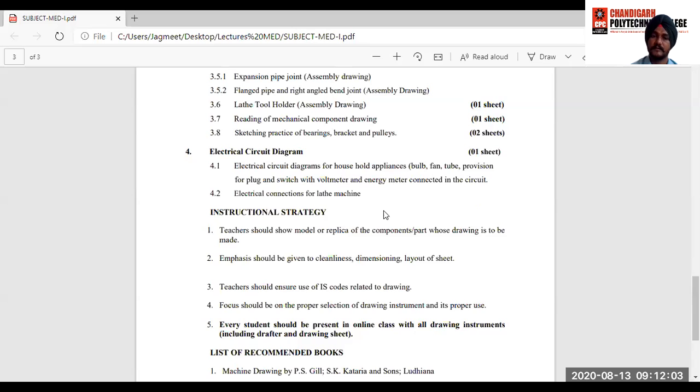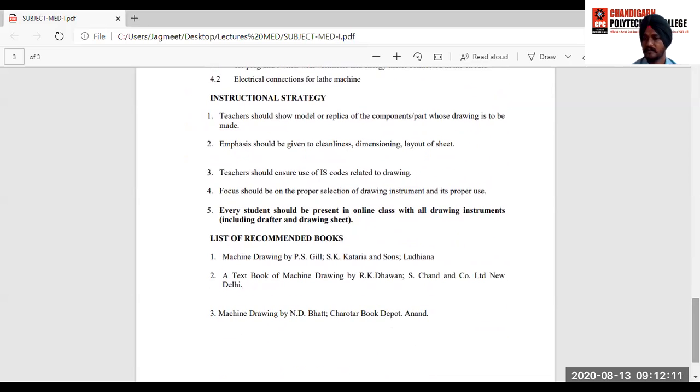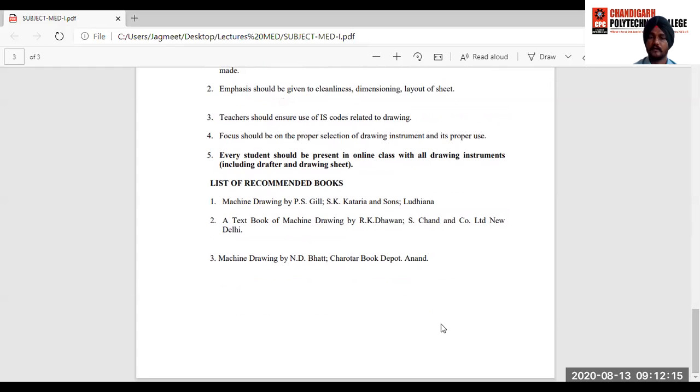So this is the syllabus for your subject. This is the instruction strategy, and you as a student should follow the instruction strategy. Then the list of recommended books that you have to follow during this semester.